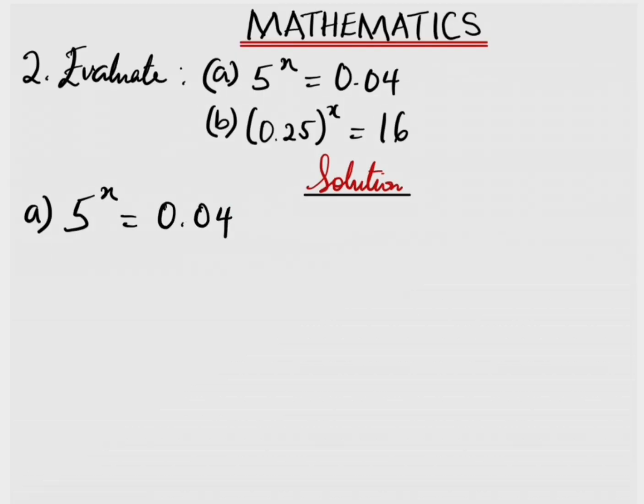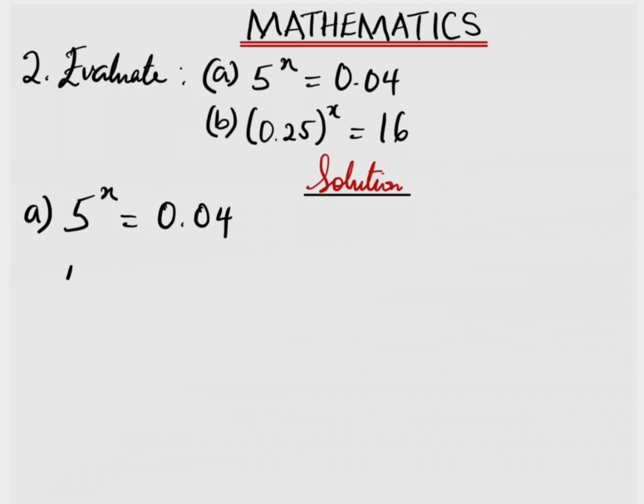0.04. Now this is an exponential equation and we are required to find the value of the variable, in this case x. So what we try to do is to make the bases on both sides of the equation the same. On this side we have 5 as the base, and on this side we have a decimal number. So we look for a way to get them to the same base.